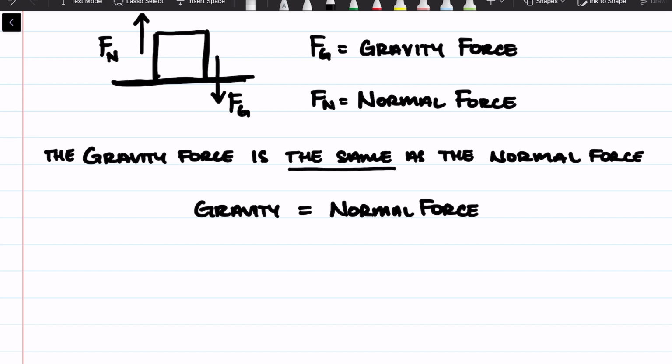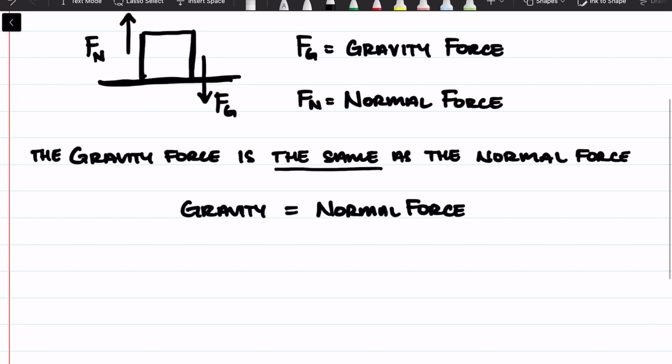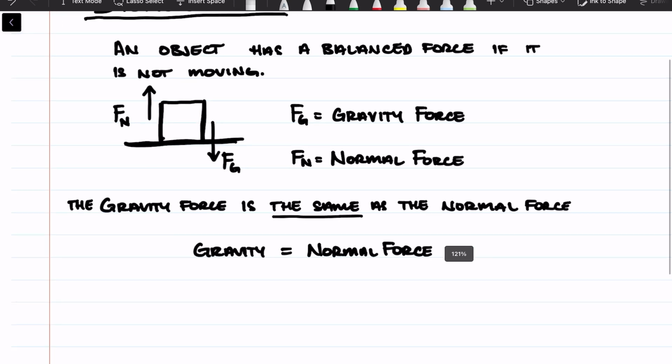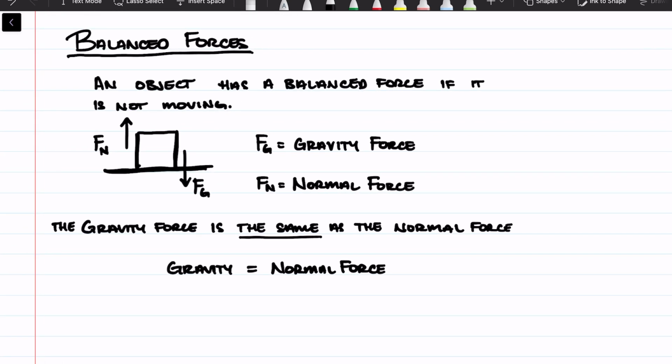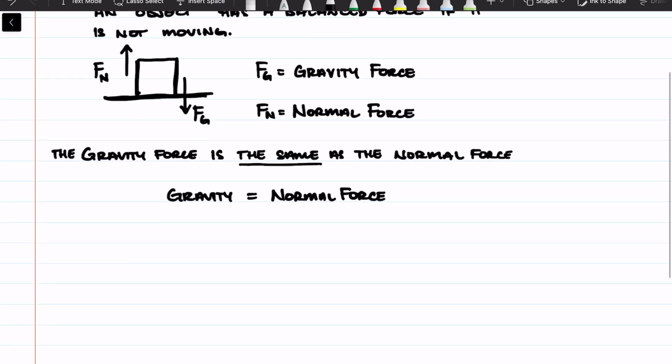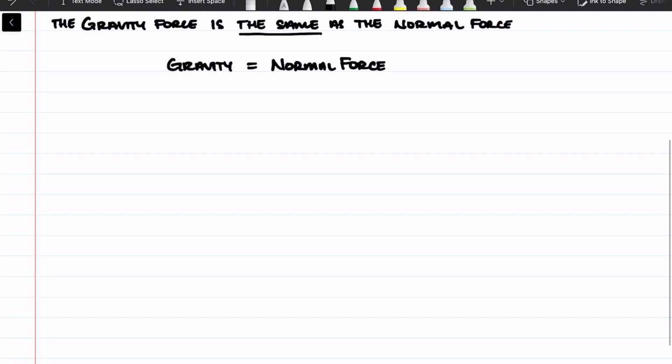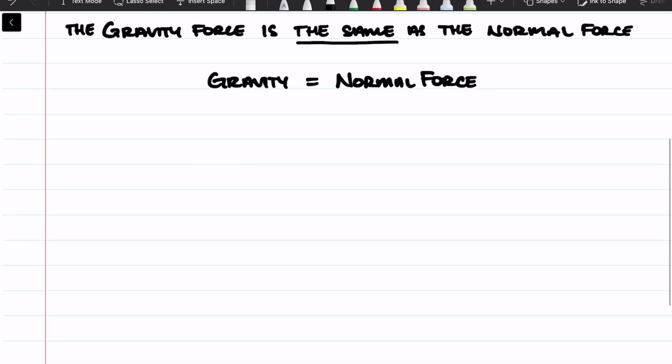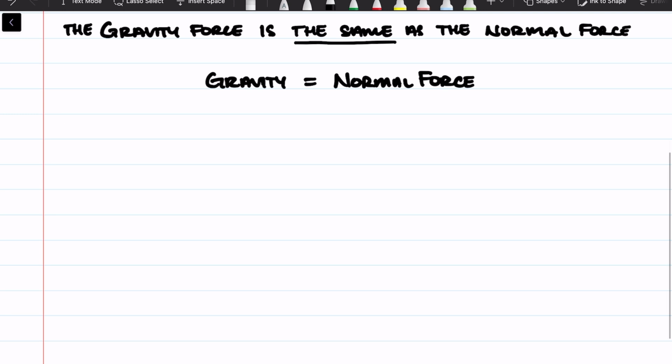So from here, I hope that you can see that this is an example of an object that has a balanced force. Okay, a lot of objects that are on your tables right now, or even you just sitting on your chair, that's an example of how gravity is pulling you down, but the normal force of whatever object you're sitting on, or the object is on, is pushing it up equally. Now, there is another example.